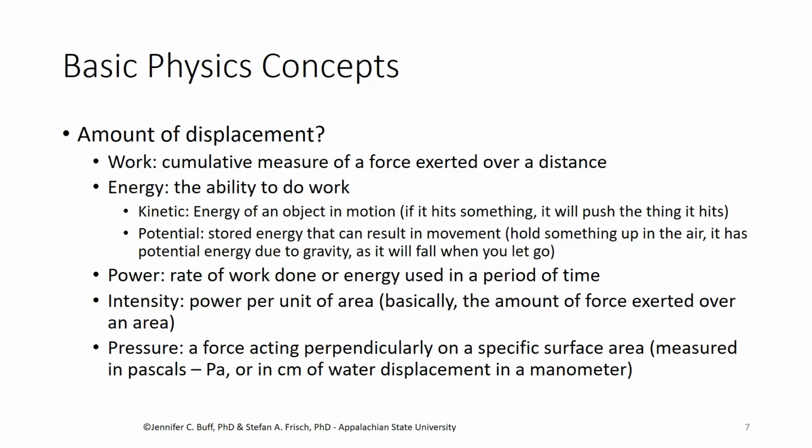Energy is the term for the ability to do work, and there are two different kinds of energy. One is kinetic energy, the energy of an object that's in motion. So a moving object hits something, it will try to push that thing it hits. There's also potential energy, stored energy that can result in movement. So if I hold something up in the air, it has potential energy due to gravity. If I let go of that thing, it will fall because of the force applied by gravity.